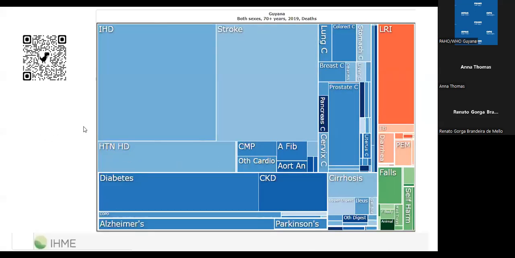Okay. When you see data from older persons aged 70 plus years, you see that cardiovascular diseases remain the leading cause of death, but lower respiratory tract infections and falls rise and become relevant conditions to be addressed, together with hypertension and diabetes, Alzheimer's disease, Parkinson's disease.